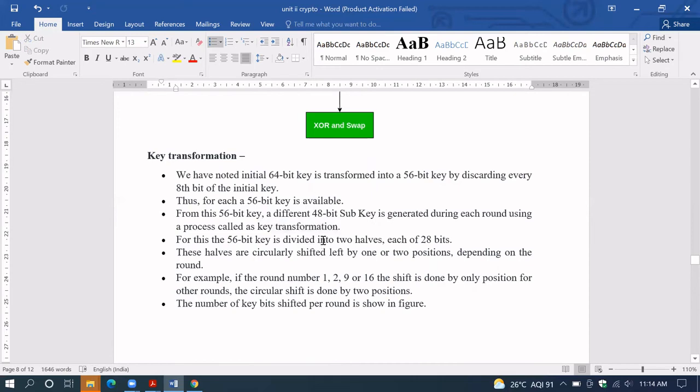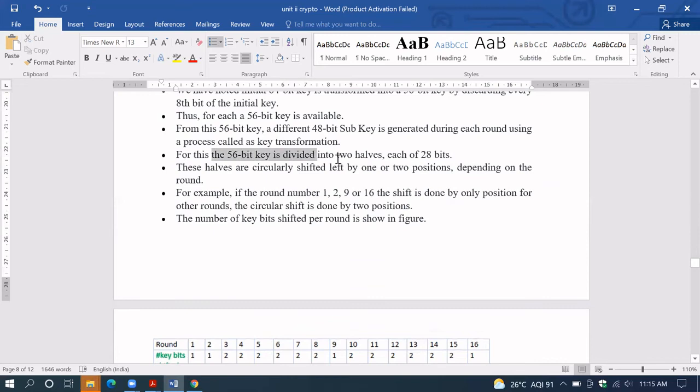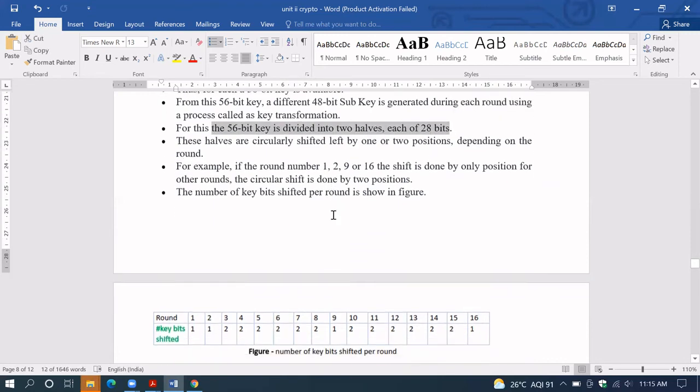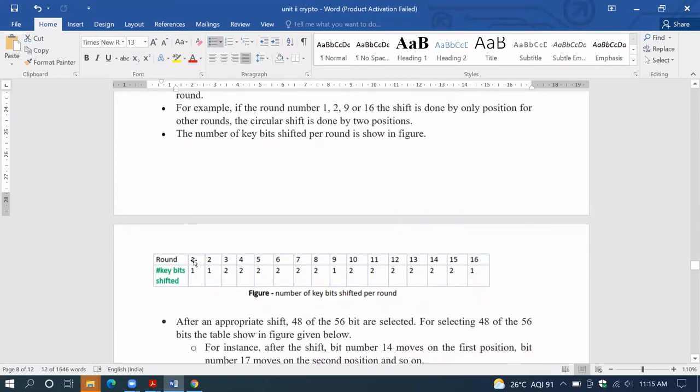Now, how will we obtain this 48-bit key? This 56-bit key is divided into two halves, 28 and 28, and depending on each round, these are shifted circularly left by one or two positions. So if you see in this figure, round 1, round 2, round 9 and round 16 are shifted by one position. All the other rounds are shifted by two positions.